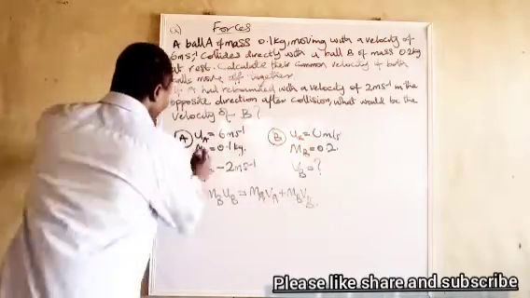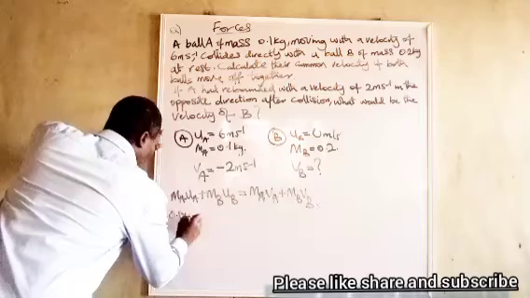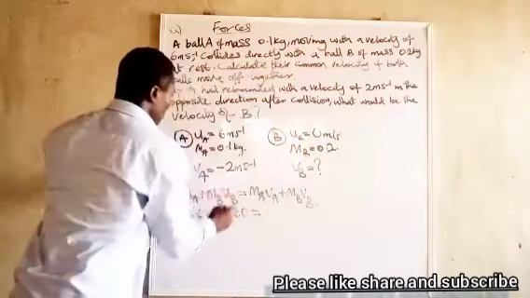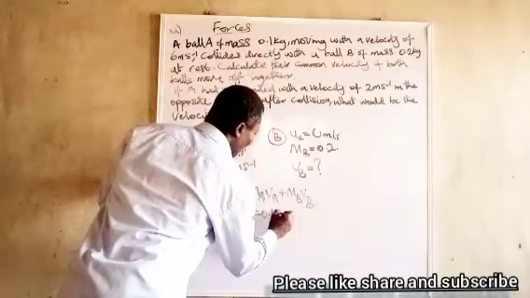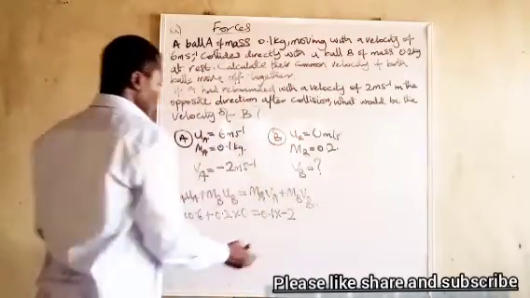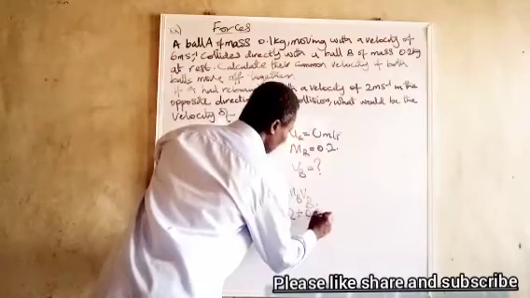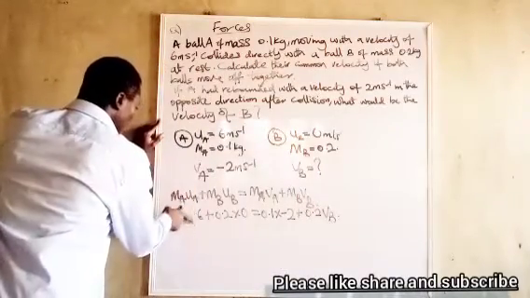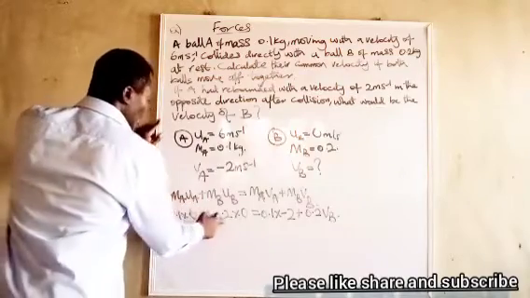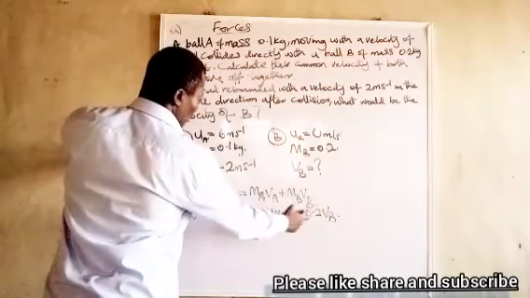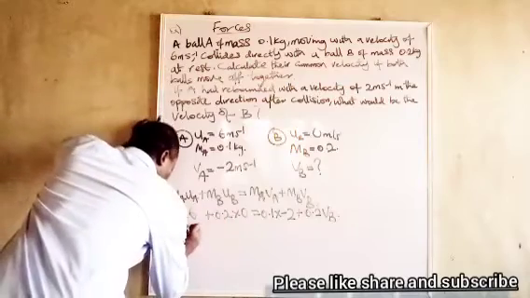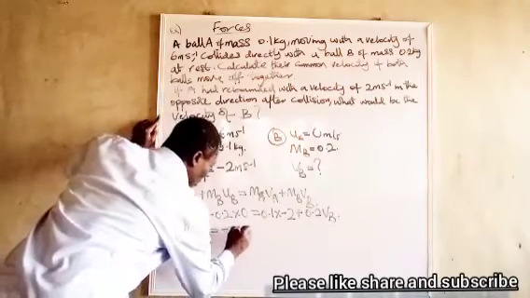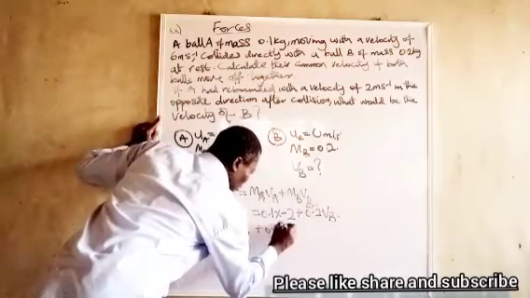What are we going to have now? We know that this one is going to be 0.1 times 6 plus 0.2 times 0, which will give us 0.1 times minus 2 because it's in the opposite direction, plus 0.2 times v_B. Now this one is going to give us 0.6, and it will be equal to minus 0.2 plus 0.2 v_B.